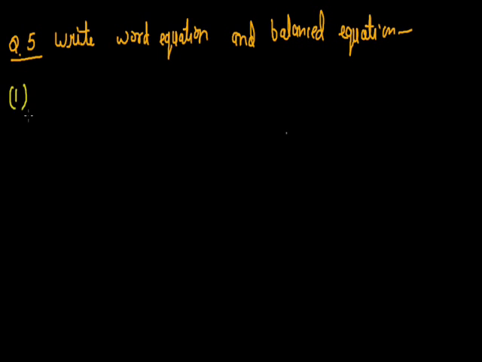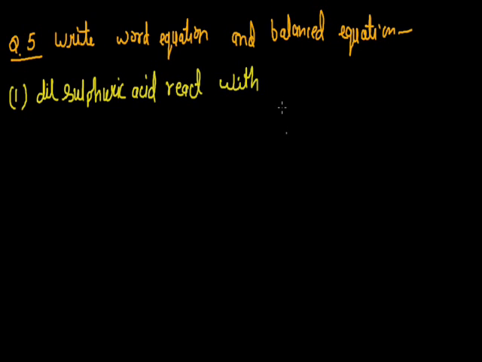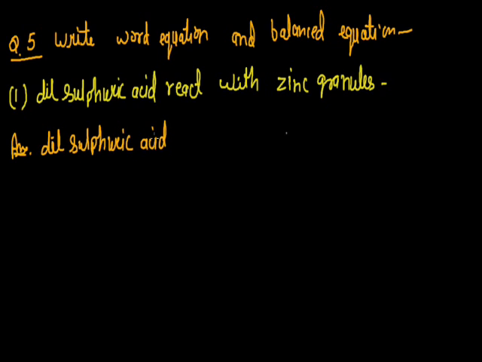Now the first one is dilute sulfuric acid reacting with zinc granules. Now the answer: in the word equation form, we can write dilute sulfuric acid, and in place of "react with" we use a plus sign, and then the zinc granules.